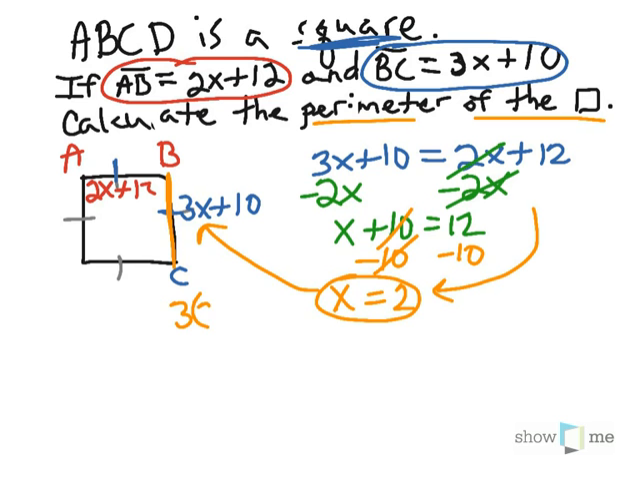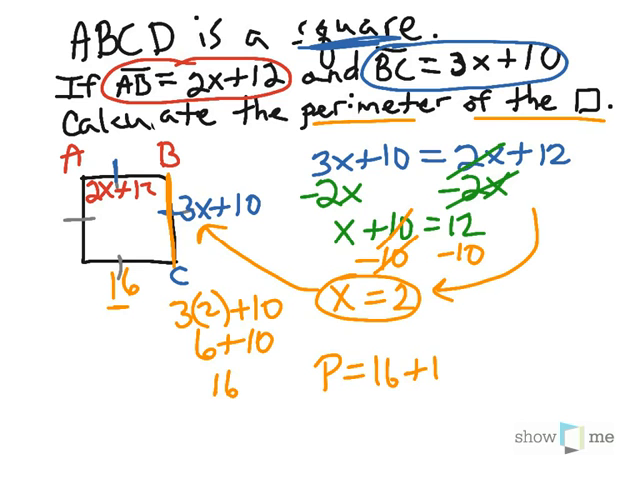That'd be 3 times 2 plus 10. That gives me 6 plus 10, which is 16. Okay, 16 is one side length. Now why did I put it down here? Well, because I know this is a square, every side is the same. So my perimeter is 16 plus 16 plus 16 plus 16. Or I could write that as 16 times 4. And 16 times 4 is 64 units.